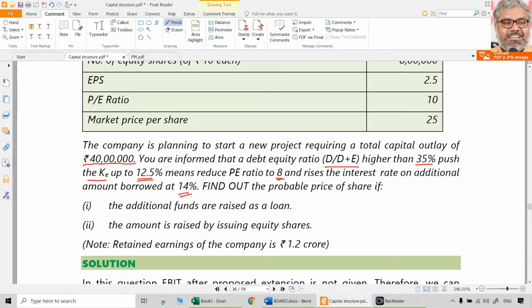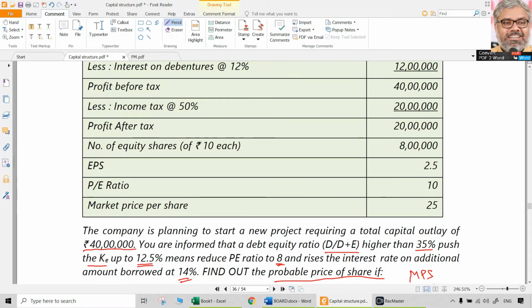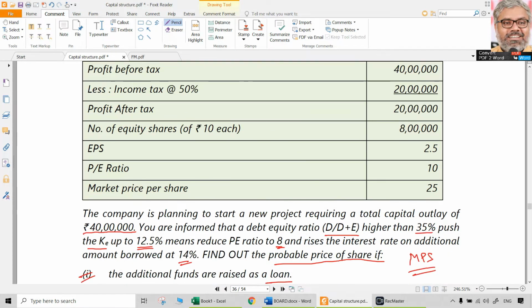Now, what is asked? Find out the probable price of share. Probable price of share means the market price of share, how much it could be. That has to be calculated if the additional funds are raised as a loan or if the amount is raised by issuing equity shares. Only two things are there. Retained earnings of the company is 1.2 crores. That is already there.